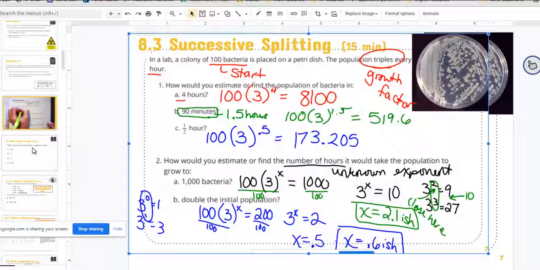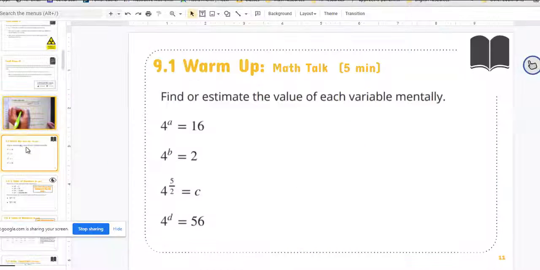Let's jump into lesson 9 and see what it is that we're going to be doing. Lesson 9 is called What is a Logarithm?